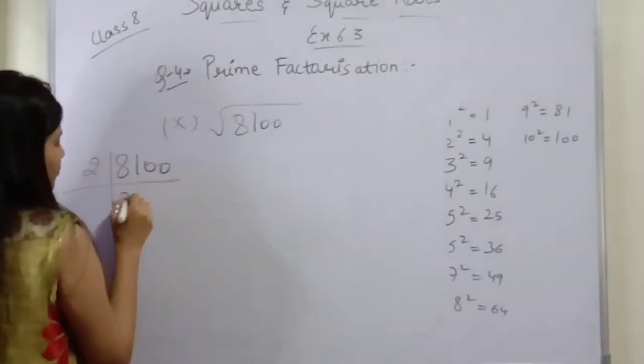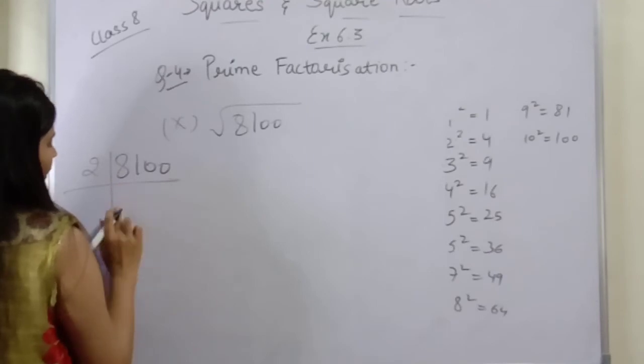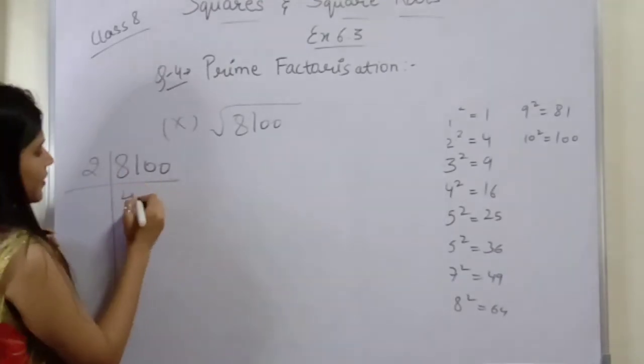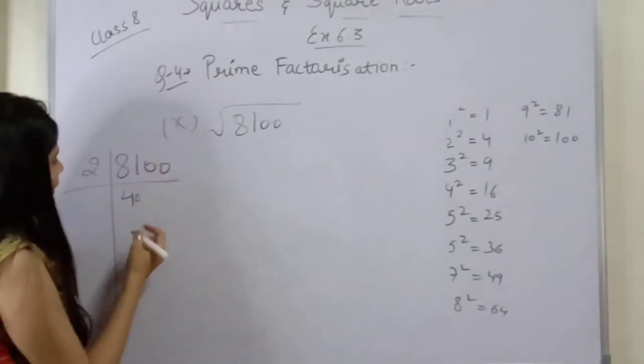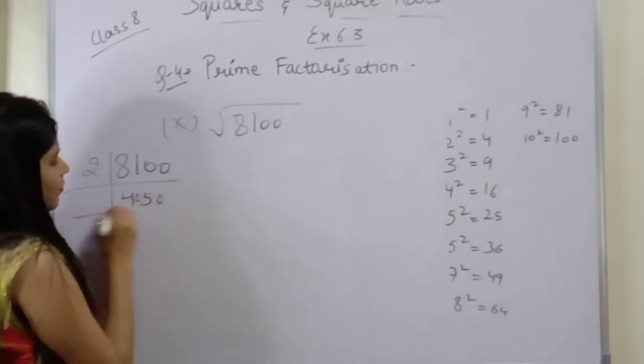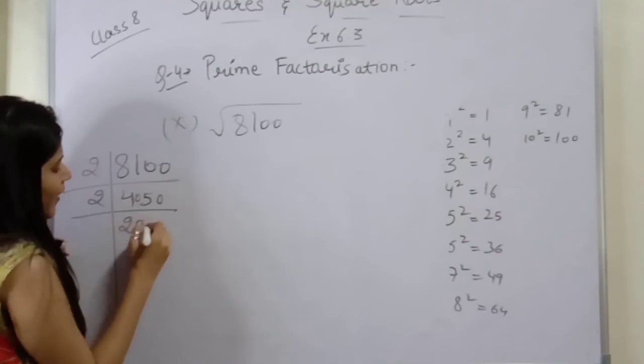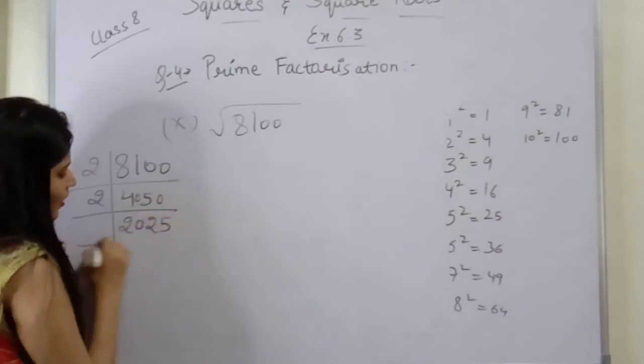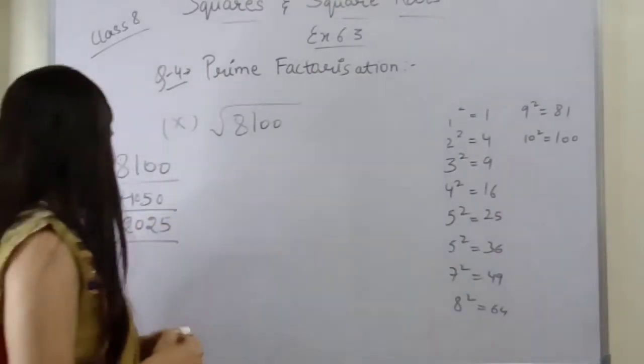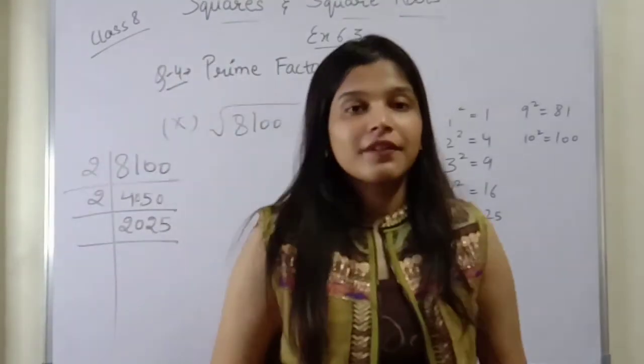2 4s are 8. 0 because 1 is not going. Then 2 5s are 10. 0, 4050 came. 2 2s are 4. 0 as it is. 2 2s are 4. 2 5s are 10. Now this is not a multiple of 2. 2025.